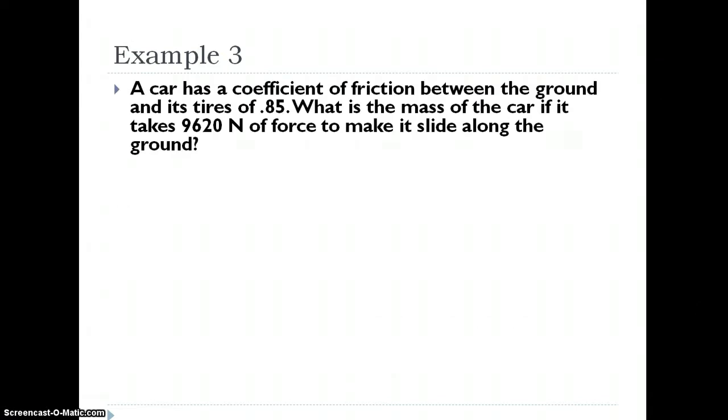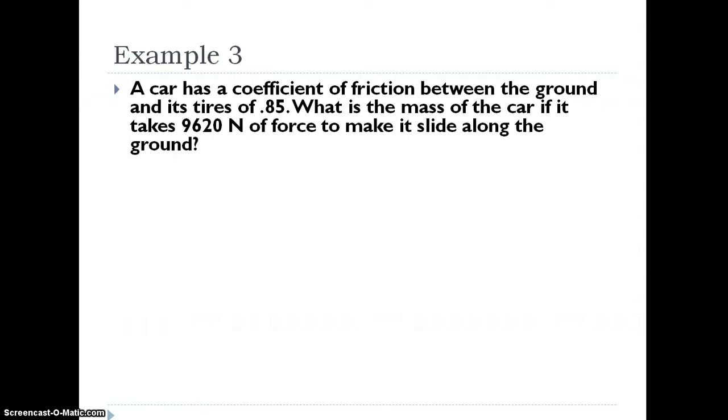So example 3. And this one is slightly more complicated, although it's really not bad. Let's say we have a car and it has a coefficient of friction between the ground and its tires of 0.85, no units. What is the mass of the car if it takes 9,620 newtons of force to make it slide along the ground?